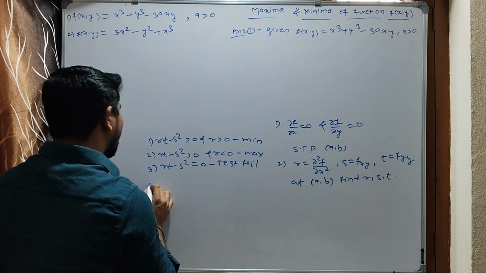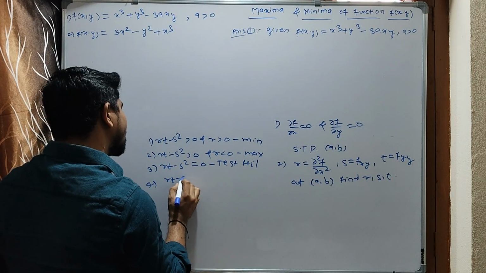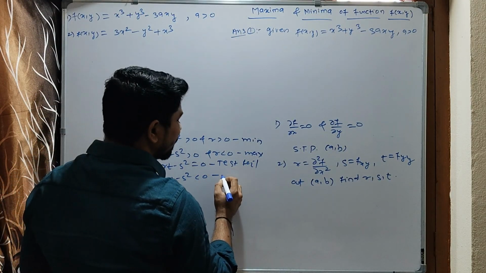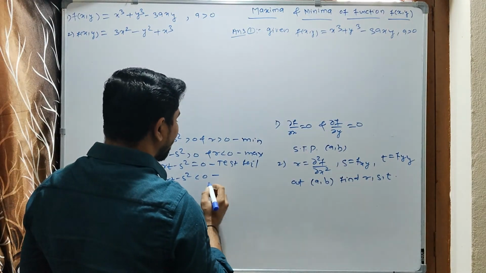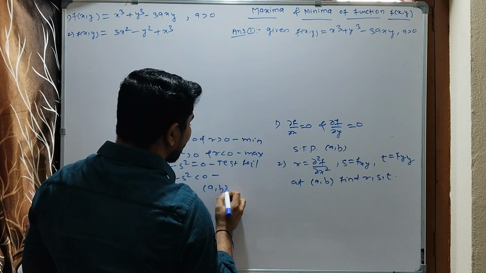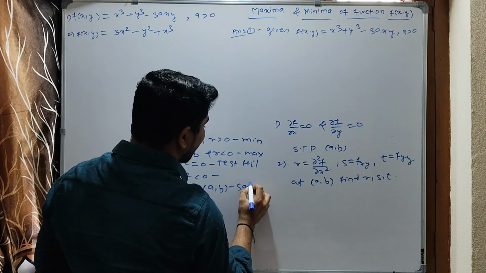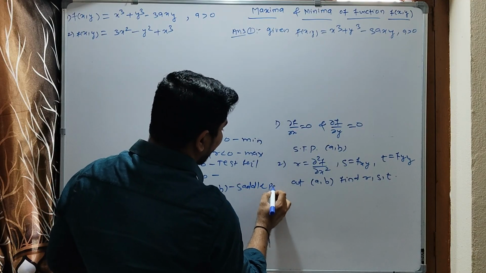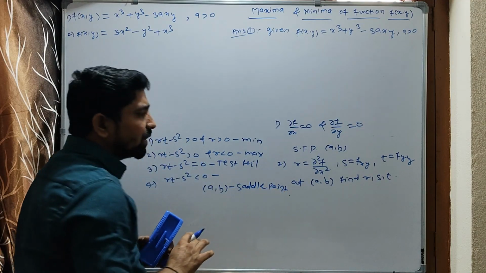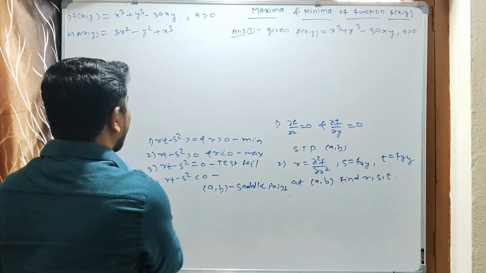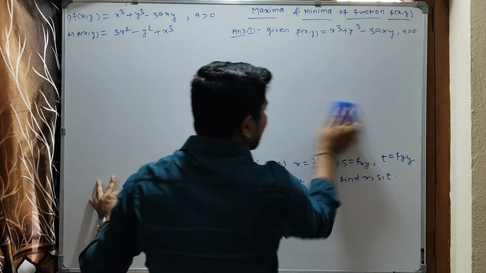And last condition: if r t minus s square is less than 0, the function neither has maxima nor minima, and that pair a comma b is my saddle point. So this is the way to check whether the function has maxima and minima. Now I want to solve this question.